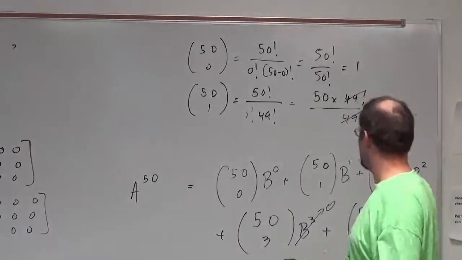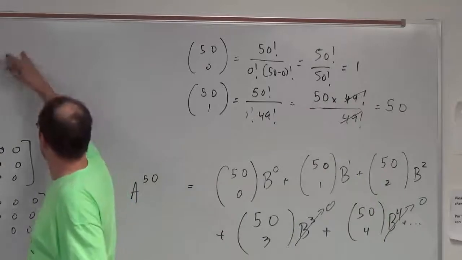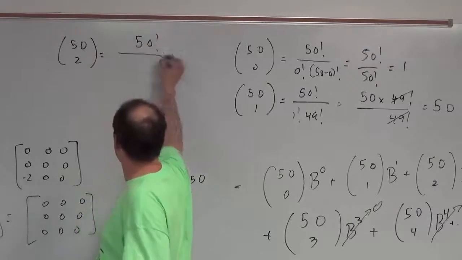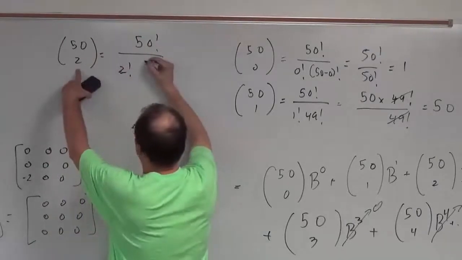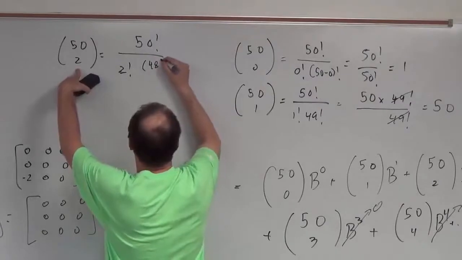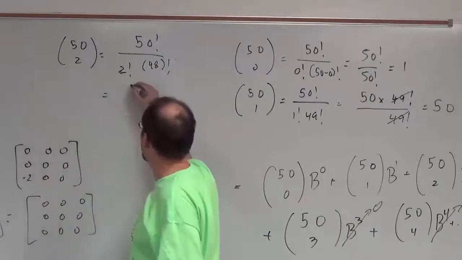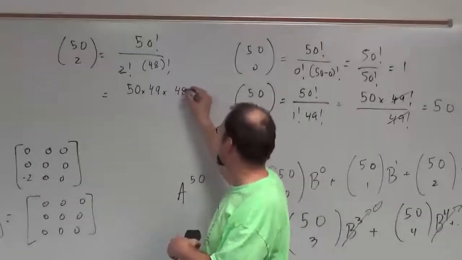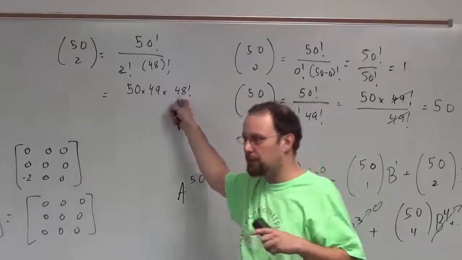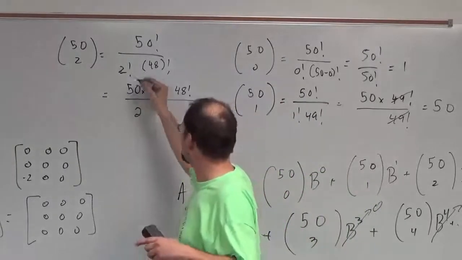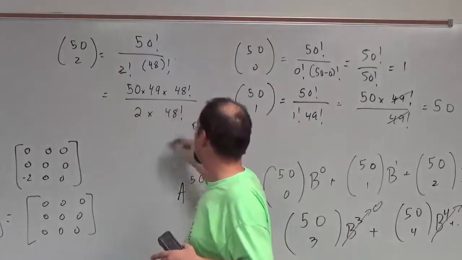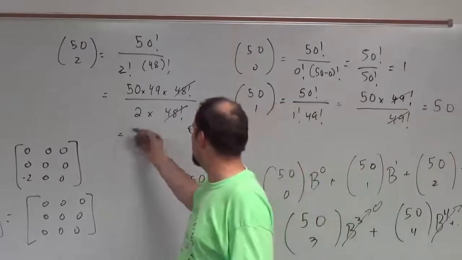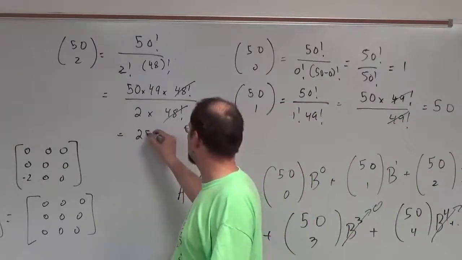And then finally, 50 choose 2. So n factorial divided by k factorial divided by (n minus k) factorial. This time we would write out 50 factorial as 50 times 49 times the rest of the factors, which you can just lump and call 48 factorial. 2 factorial is 2, and then 48 factorial in the denominator cancels with 48 factorial on top. So we get 50 times 49 divided by 2.